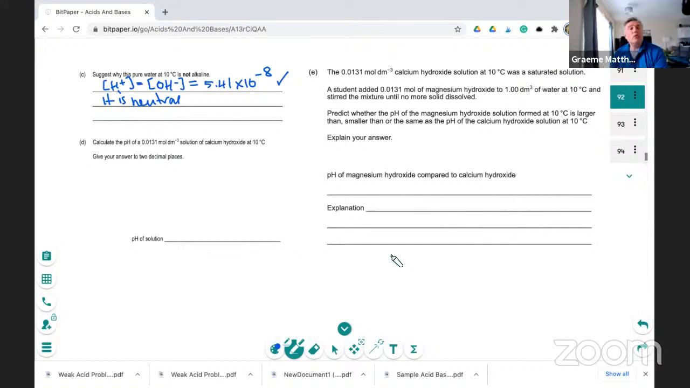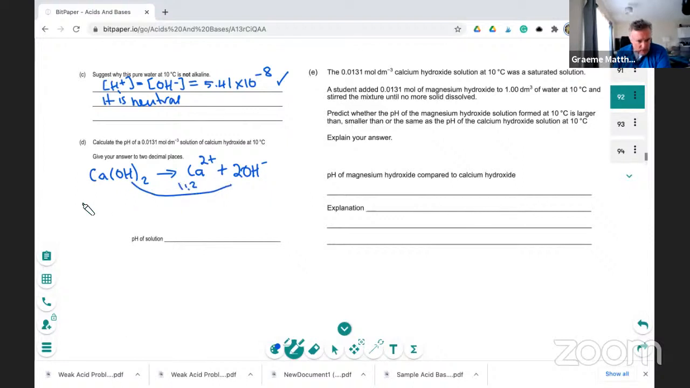What's 0.0131 moles per decimeter cubed of calcium hydroxide? So looking at the back, calcium hydroxide is this. This means I'm going to have 1 calcium and 2 hydroxides for every mole of calcium hydroxide. It's a 1-to-2 ratio.